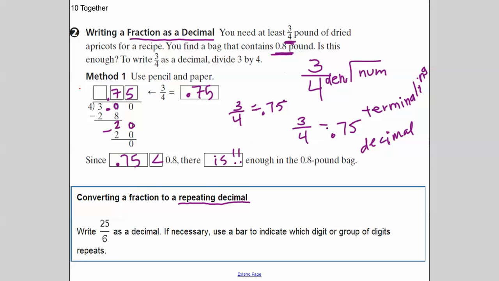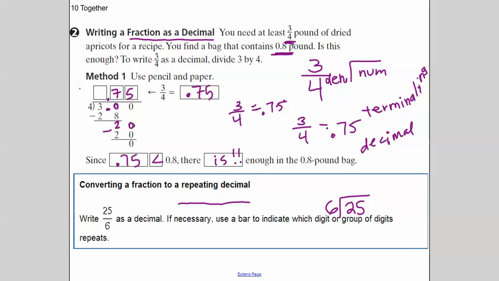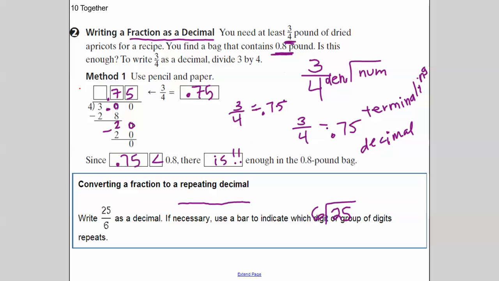It's going to be the same process, 25 over 6. First of all, this is an improper fraction, so I know that I'm going to have a whole number included in my answer. So I'm going to solve this problem. Again, my numerator goes on the inside, denominator goes on the outside. So I've got 25 divided by 6. And let me move this problem down here.